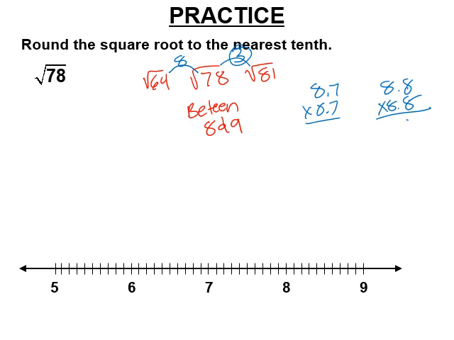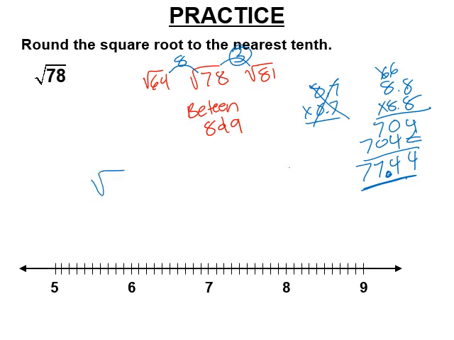8 times 8, 64. 64 and 70. 8.8 squared is 77.44, which is pretty close. It can't be 8.7 because that's lower than 78, right? We're lower than 78 with that. So if you go even lower, it would be even lower. You could guess 8.9, but I'm pretty sure that 8.8 is the closest. And so square root of 78 would go right about there.